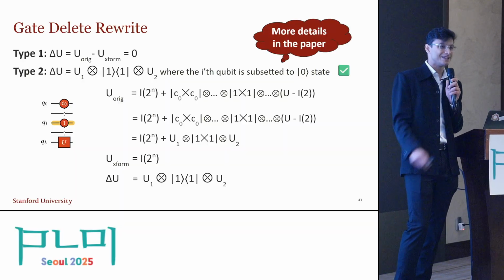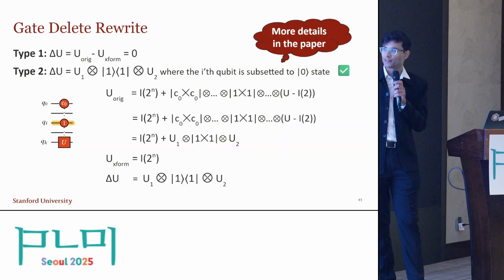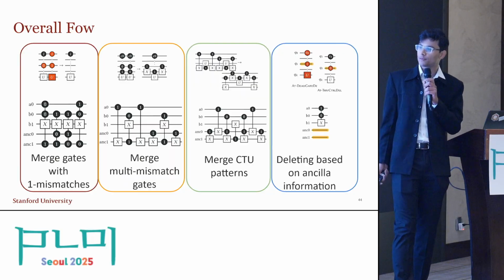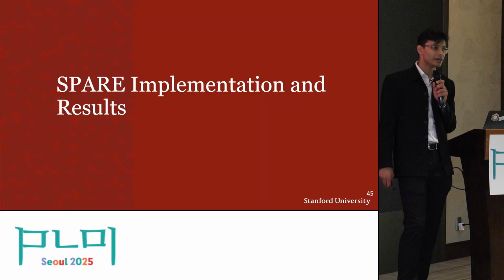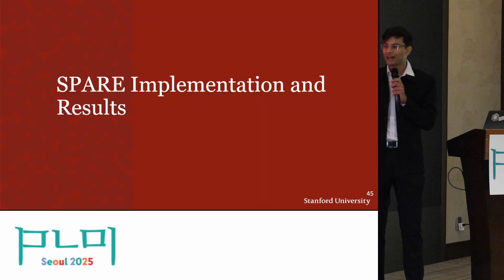For more details, please look in the paper at how this rewrite is proven, and how all the others are proven as well. This is the overall flow that we are working with. We can now move on to our compiler implementation that does this optimization, called Spire.